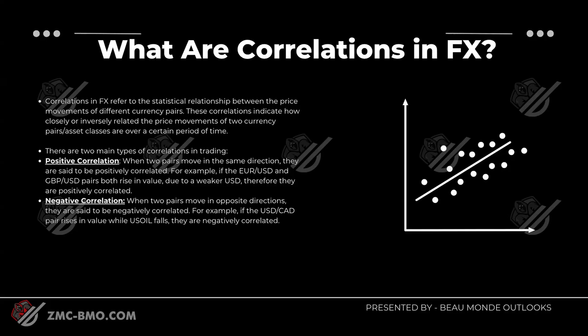Now, negative correlation is when two pairs or two asset classes move in opposite directions at the same time. Therefore, they are negatively correlated. For example, if USD/CAD is rising in value, you tend to see US oil fall because they're negatively correlated. The reason for this is likely that the stronger the dollar gets, the less business is being done with Canada as less oil is being purchased. So they inversely correlate or negatively correlate.